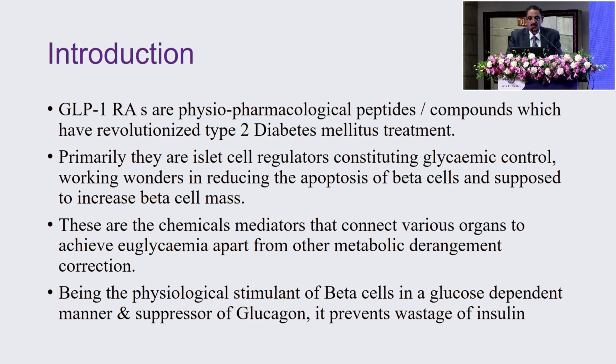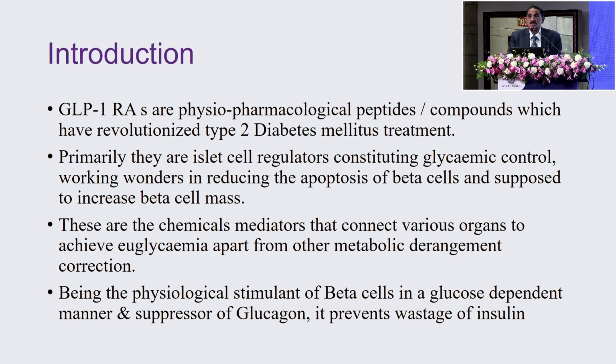To talk about the GLP-1 receptor agonists, they are physiopharmacological peptides or compounds which have revolutionized the treatment of diabetes mellitus. Here, the theme is a physiological approach, but with a pharmacological addition or modification. Thereby, you get physiological effect through a pharmacological agent. And primarily, they are cell regulators confined to beta cell and alpha cell in achieving glycemic control. But beyond that, they work wonders in reducing apoptosis as well as increasing beta cell mass, which is really supposed to happen. These are chemical mediators connecting and linking with other tissues so that apart from achieving euglycemia, you get a lot of metabolic derangements getting corrected.